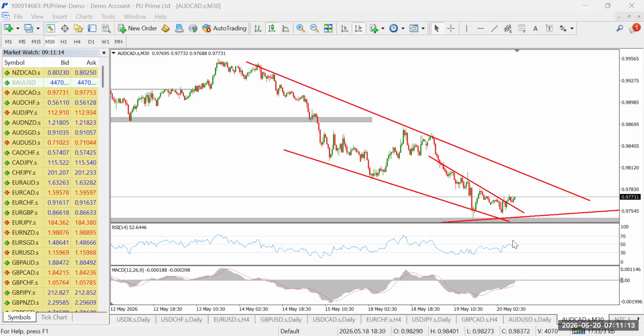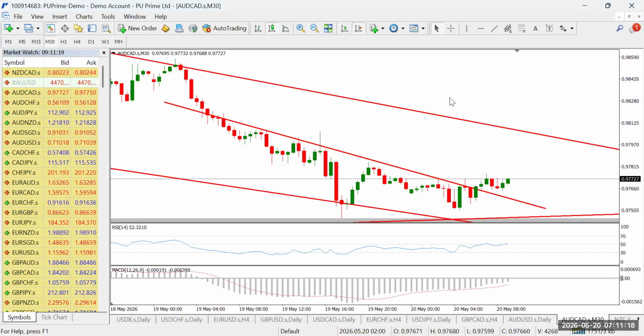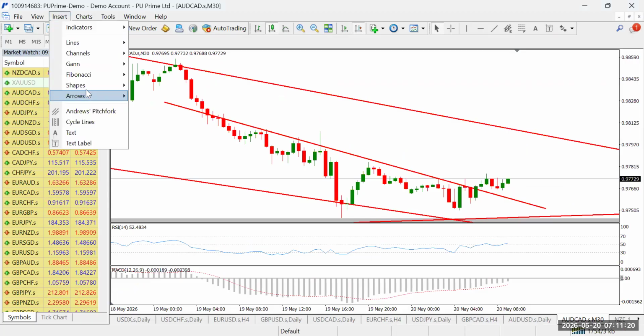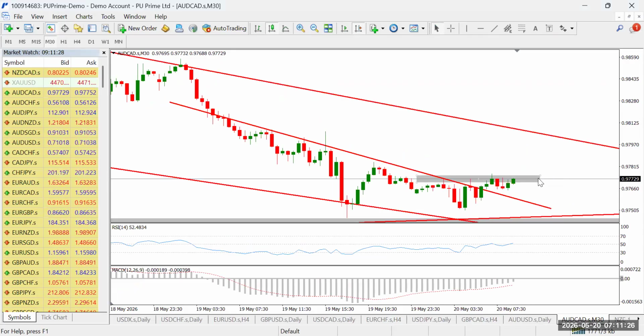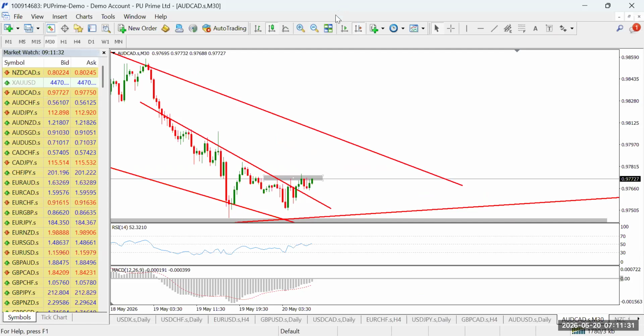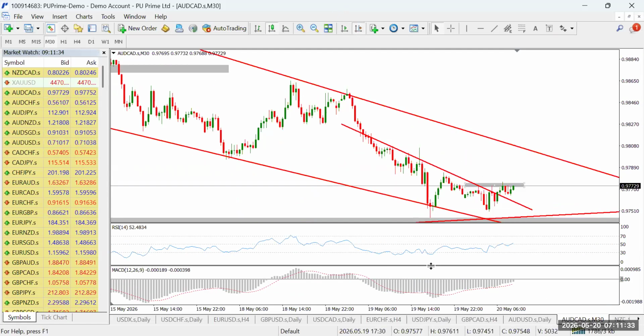But then price is still in a kind of range. Volatility is still a bit low. So we take this area as a range, as a kind of minor resistance. And we'll wait for a clear breakout above that level for us to trigger a buy on the AUD card.